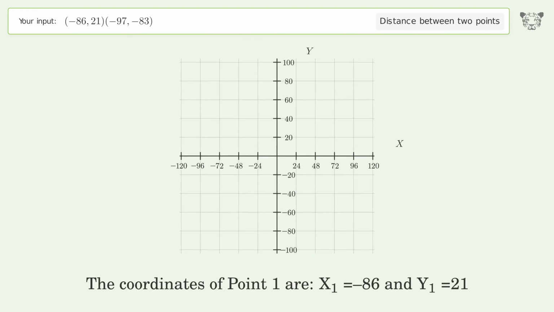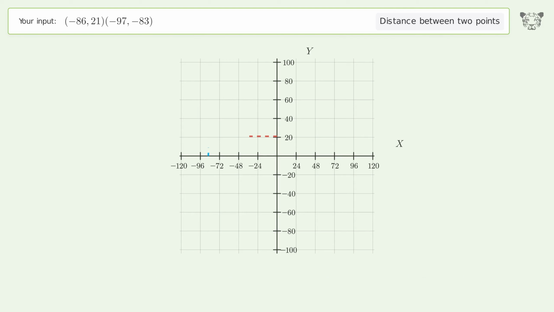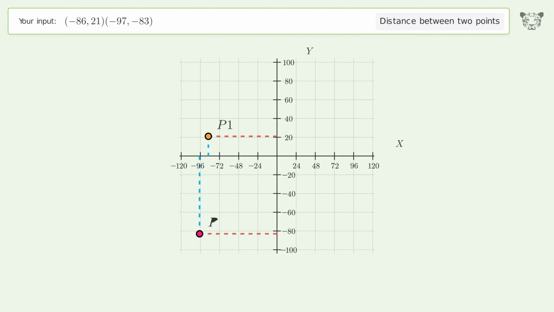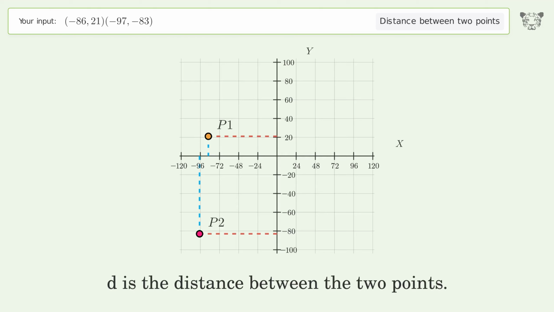The coordinates of point 1 are, x1 equals -86 and y1 equals 21. The coordinates of point 2 are, x2 equals -97 and y2 equals -83. D is the distance between the 2 points.